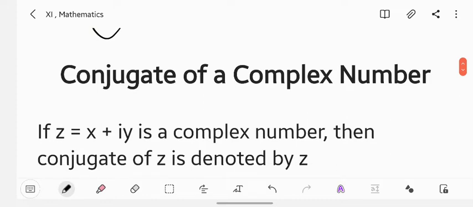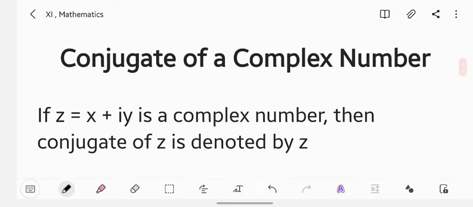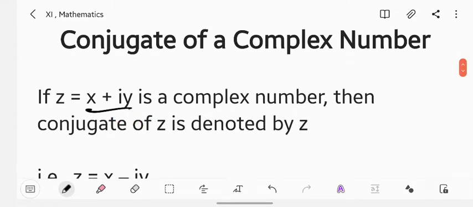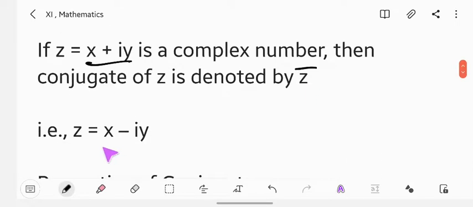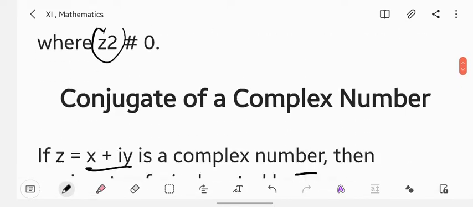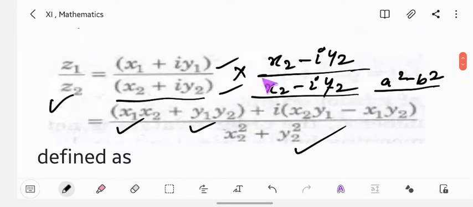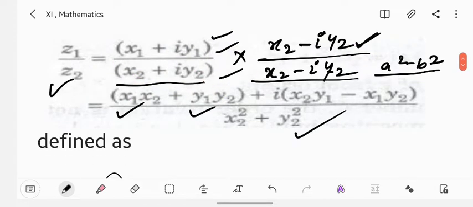The second last topic for the day is the conjugate of a complex number. If z equals x plus iy, that is a complex number, then the conjugate of z is denoted by z bar. Okay, z bar. So z bar equals x minus iy. We have seen the conjugate example in the case of the division. Here this is the conjugate of x2 plus iy2.